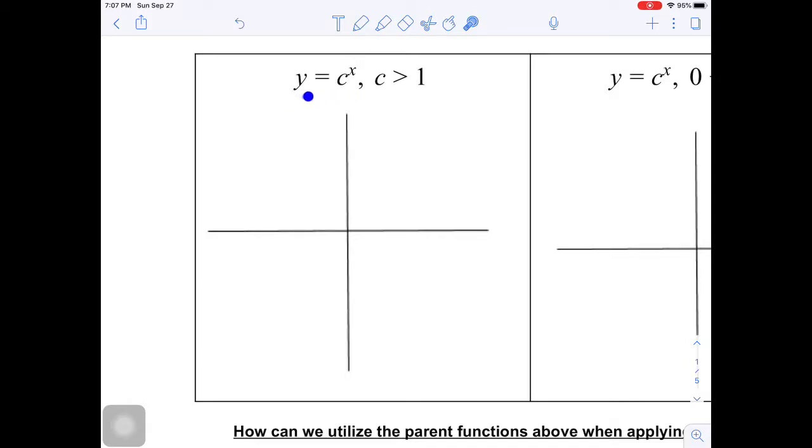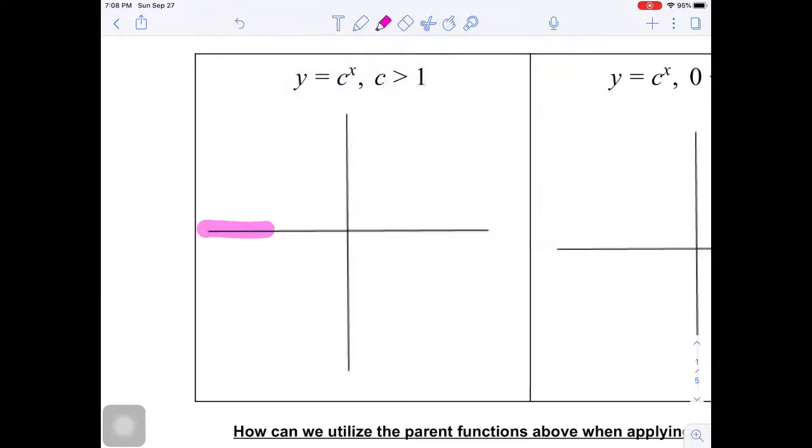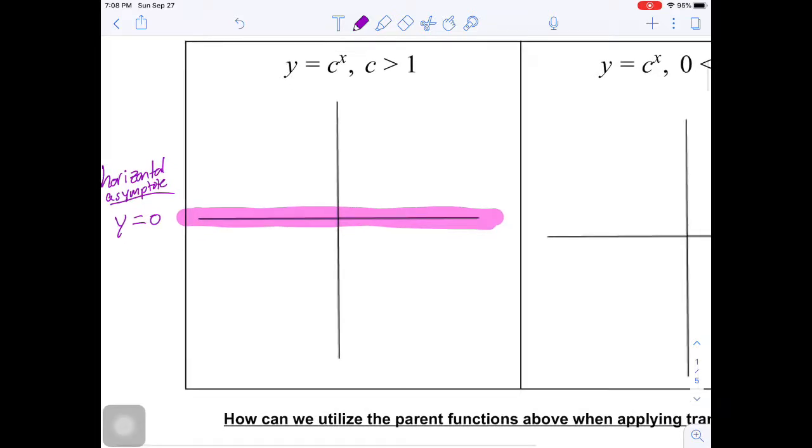So here, this is y equals c to the power of x, where c is just some number that's greater than 1. Now remember, they have specific characteristics. One characteristic is that there is a horizontal asymptote. Let's make sure we write that down so I can say the right word, horizontal asymptote. The horizontal asymptote is at y equals 0.